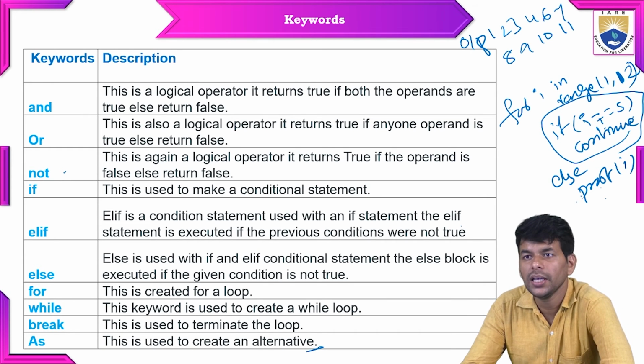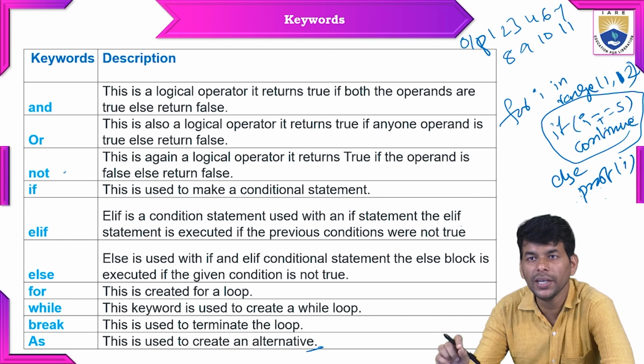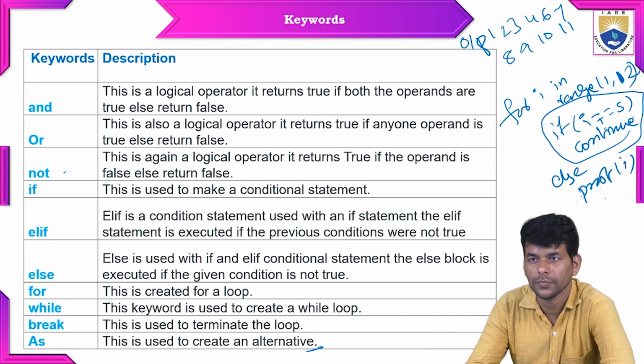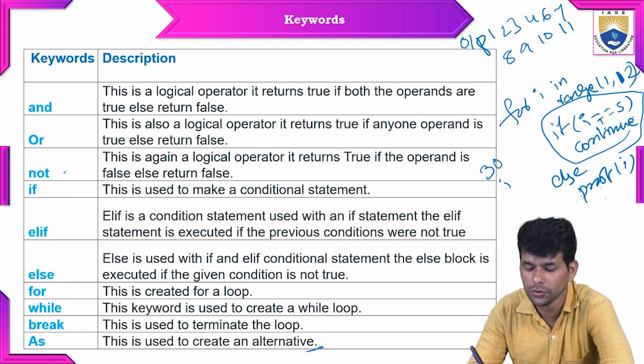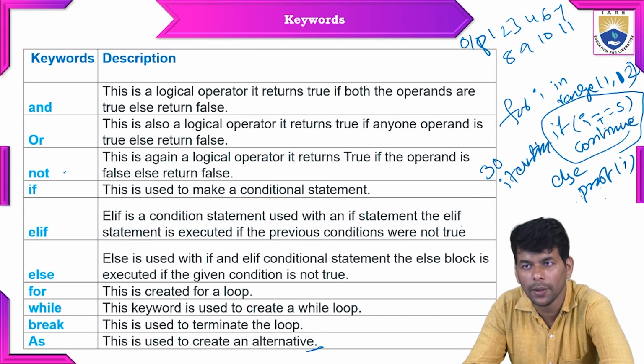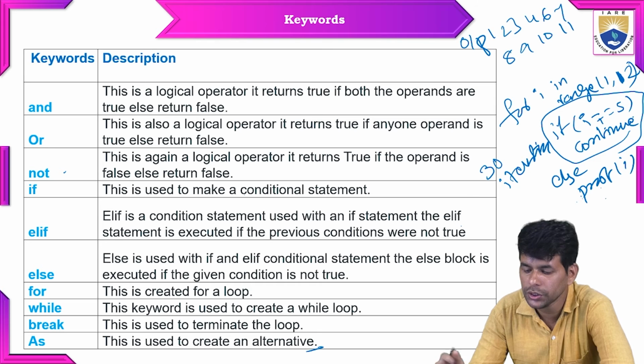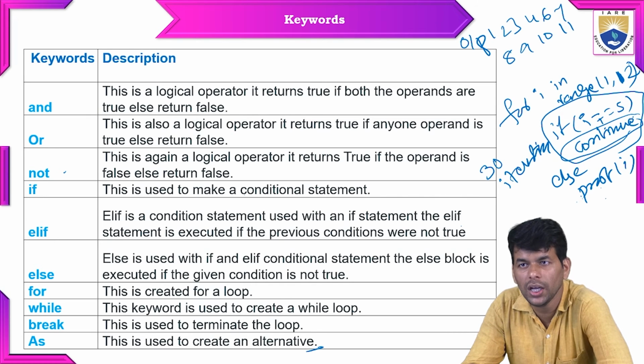So that means if i equals 5, then continue. The continue keyword is used to terminate the current iteration, not the total loop. When we are working with loops, the loop is nothing but a number of iterations. We may have 10 iterations, 20 iterations, or maybe up to 30 iterations. When I want to skip the current iteration of my program, I have to use an if condition with continue. So this is about the continue statement.